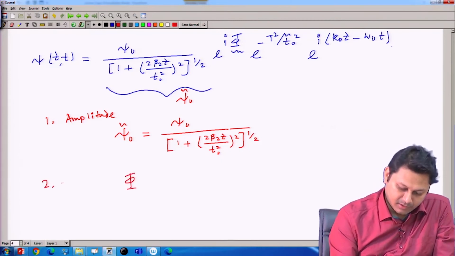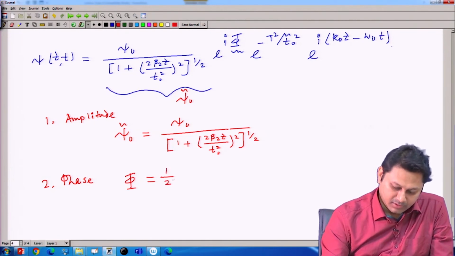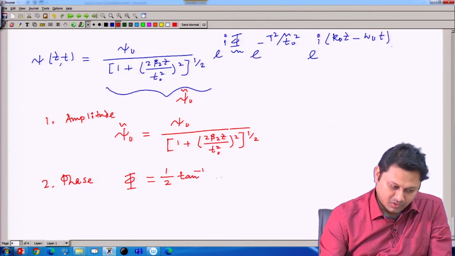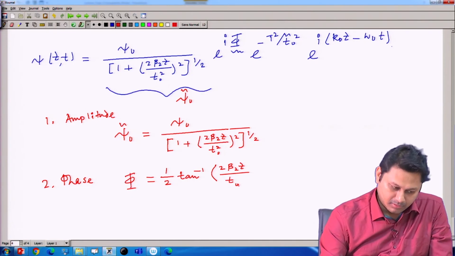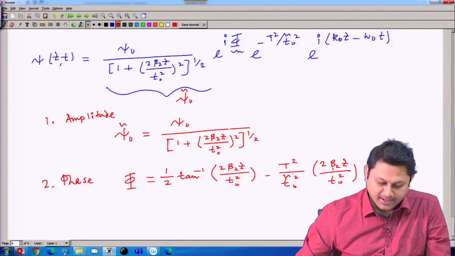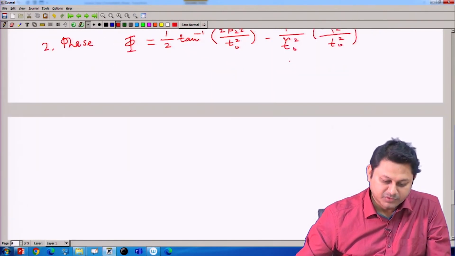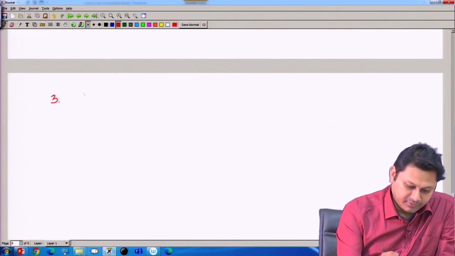Next is my phase term. The phase term will be, already we wrote it, tan inverse of 2 beta 2 z divided by T0 squared, this one, minus t squared divided by T0 tilde squared, then 2 beta 2 z divided by T0 squared. This is my overall phase. And finally, I have the width term, that is the most important term here. So, 3, we have temporal width.